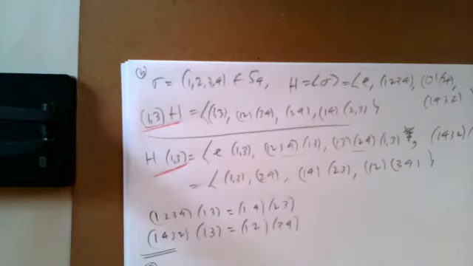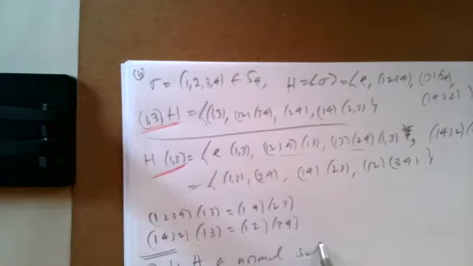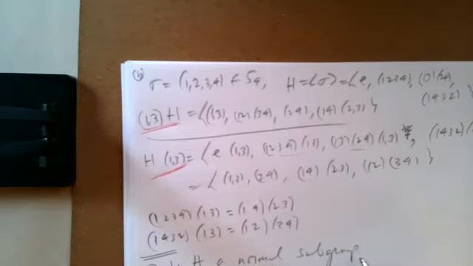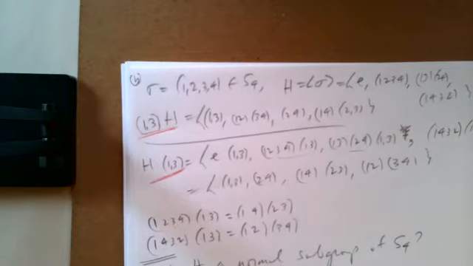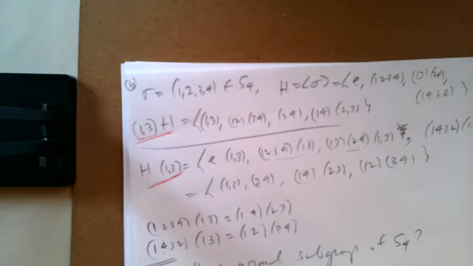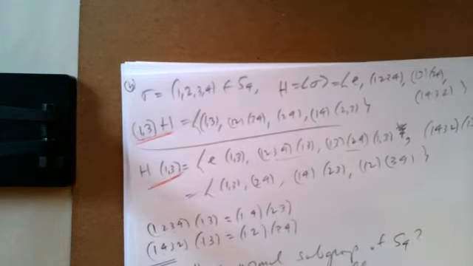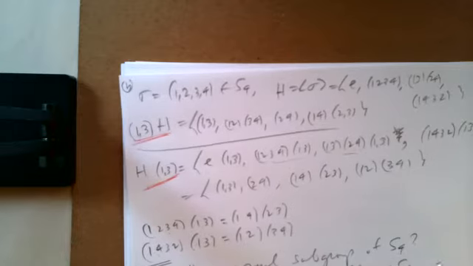What about part C? Is H a normal subgroup of S4? That means, yes, if and only if every left coset equals the corresponding right coset for all X in the group S4.